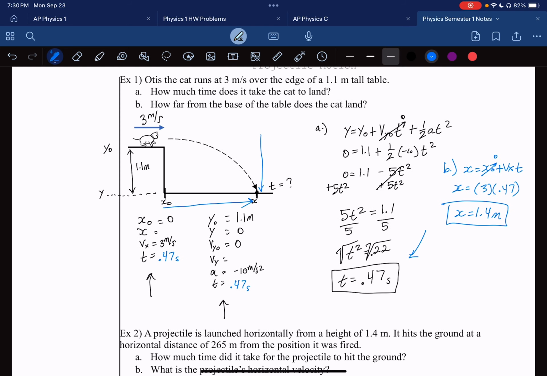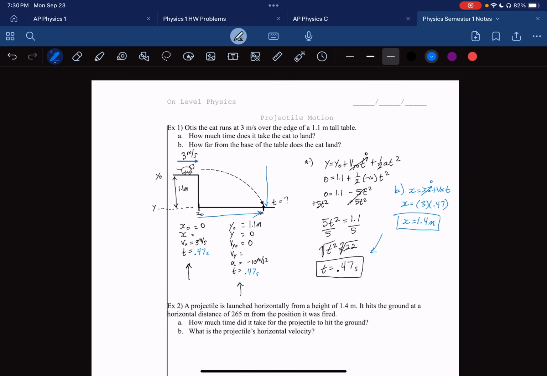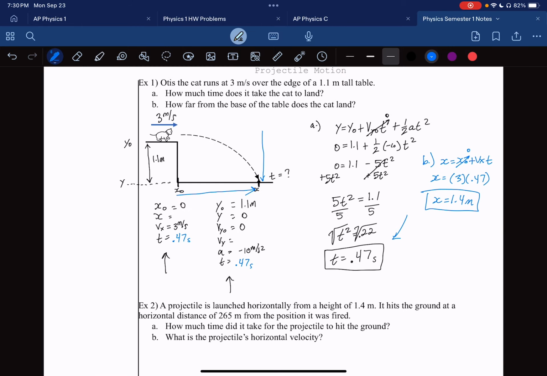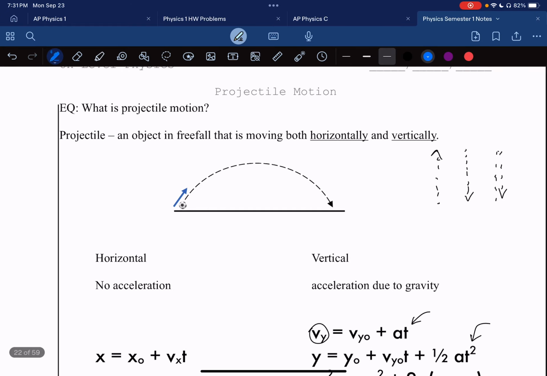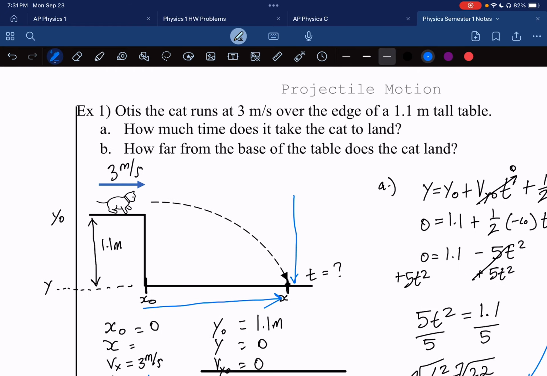for projectiles. The other type of problem we will see is actually shown on this previous page. We will not do that today. It's where an object is launched with a velocity at some angle, and it will sail through the air like so, or move through the air like so. So we'll see that for another lesson. Today we're just looking at this type of motion.